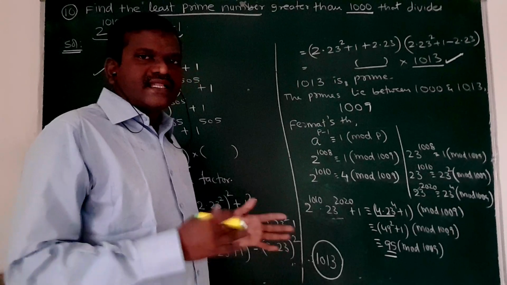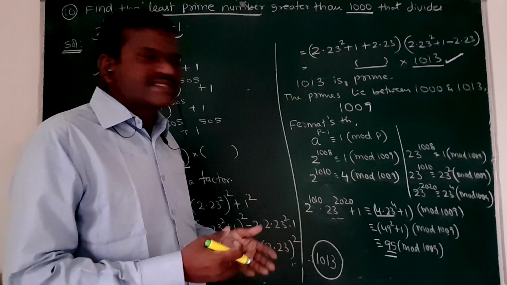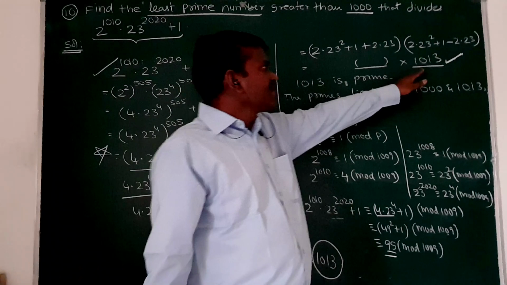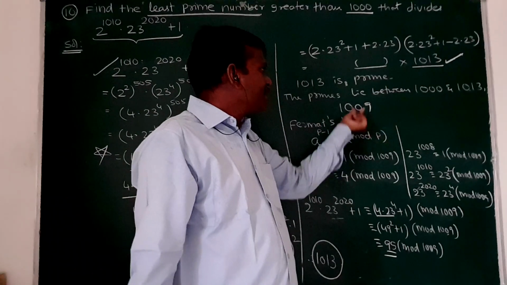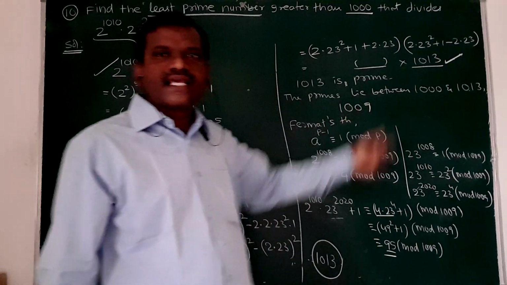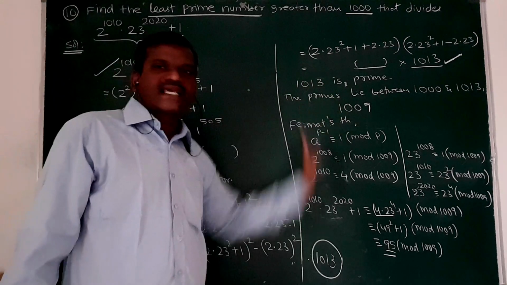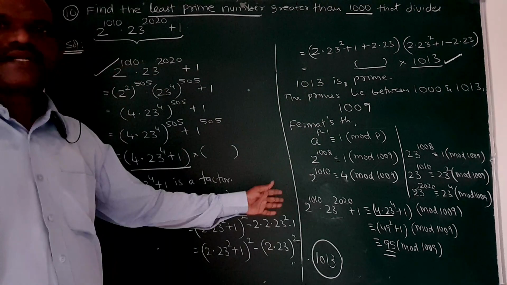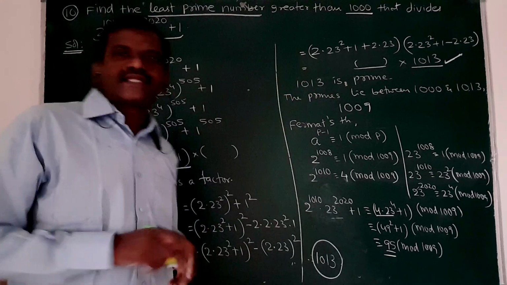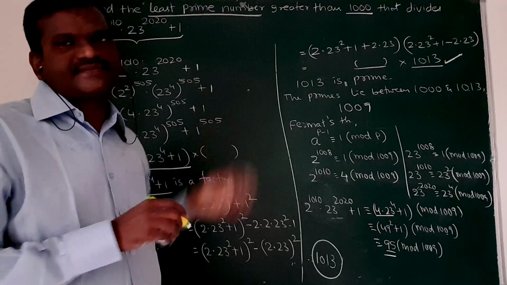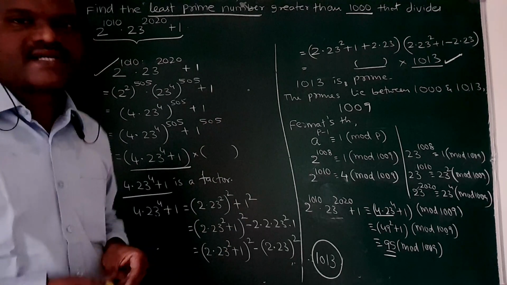So that's why the people who frame the questions will simplify this part first. Below 1013, only one prime number is there, 1009. So that's why I checked the divisibility of 1009. But it is not divisible. So our answer should be 1013. Why? Because 1013 actually divides that one, already I got one of the factors. So this is the question for today.